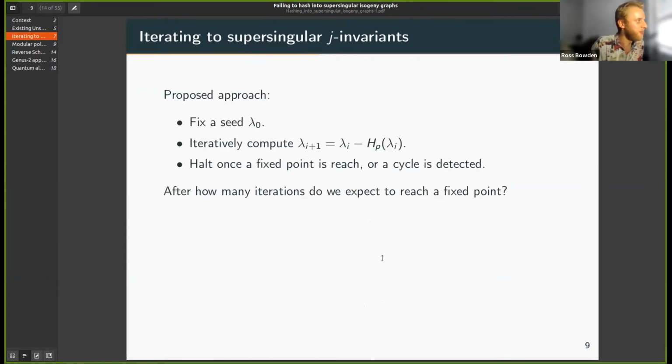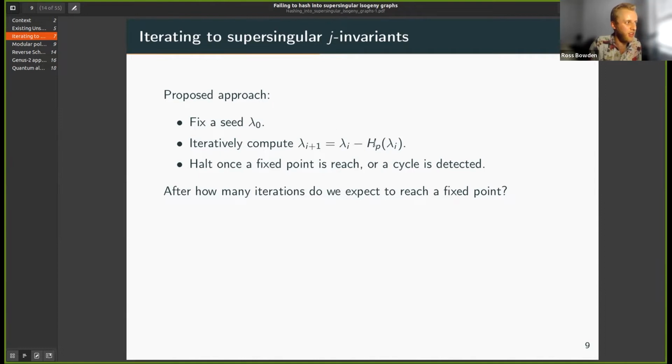The hope would be that we could pick some seed as our input and then compute this iteration until we reach a fixed point. Fixed points correspond to roots. We may end up in a cycle, in which case we can resample a seed and try again. Okay, and h we can evaluate efficiently, but what we would need in order for this to be an effective method is for the number of steps we have to take to be small.